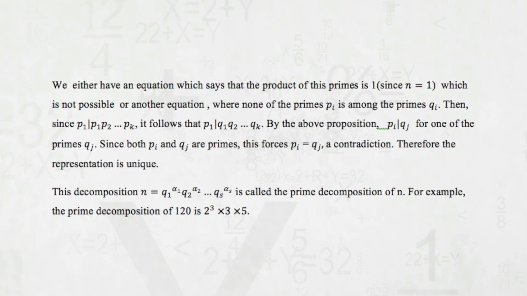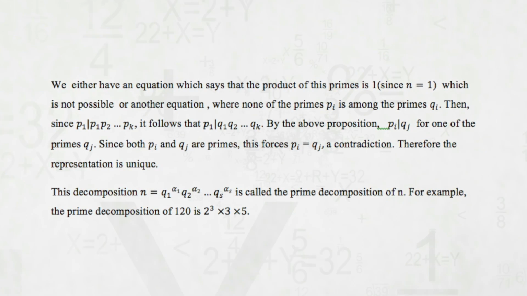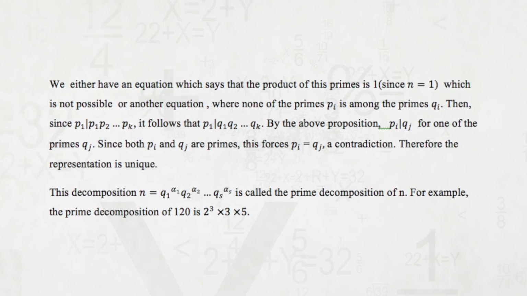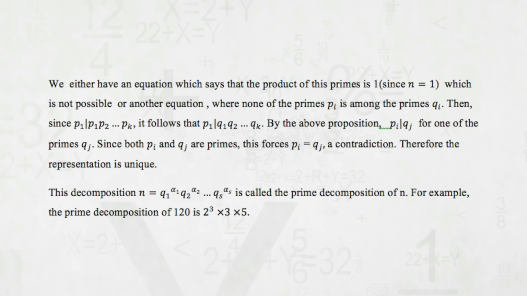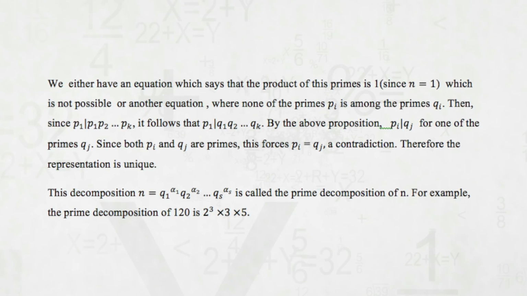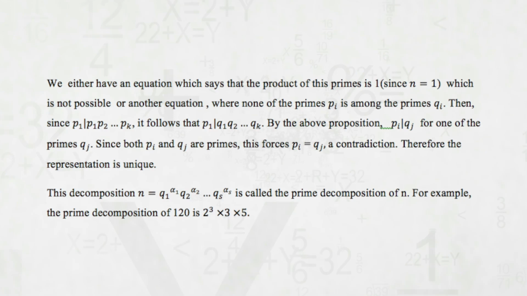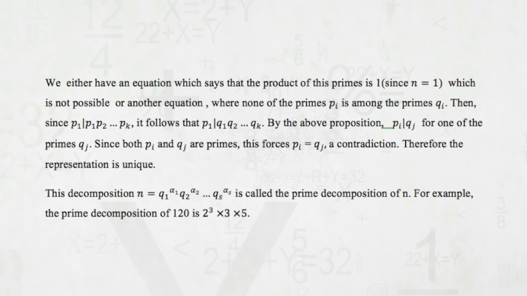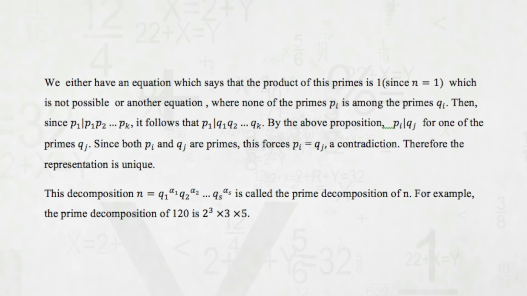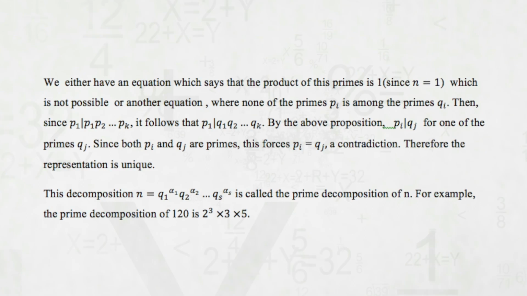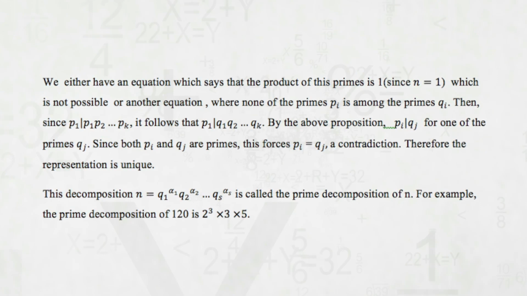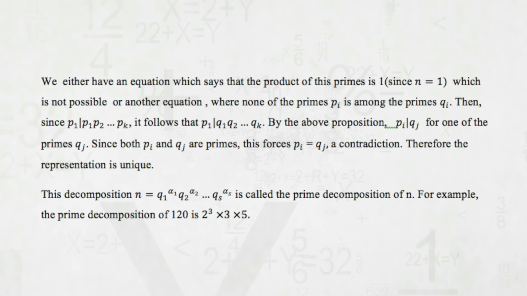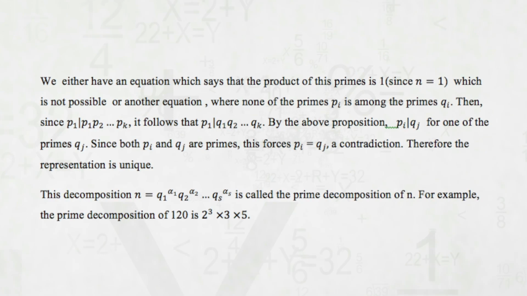Then since p1 divides p1 multiplied by p2 etc. pk, it follows that p1 divides q1 q2 etc. qk, because q1 q2 etc. qk is equal to p1 p2 etc. pk. By the above proposition, because p1 divides the whole product, p1 should divide at least one of the factors. Therefore p1 should divide qj for some j.